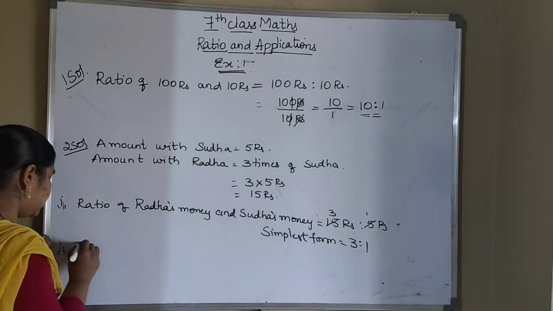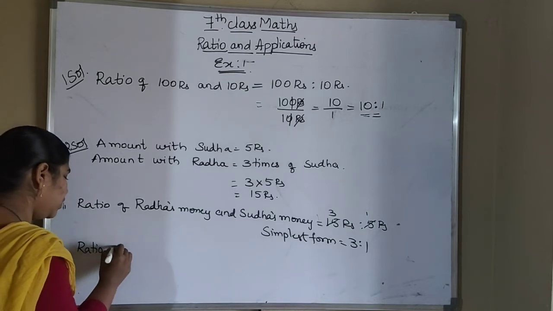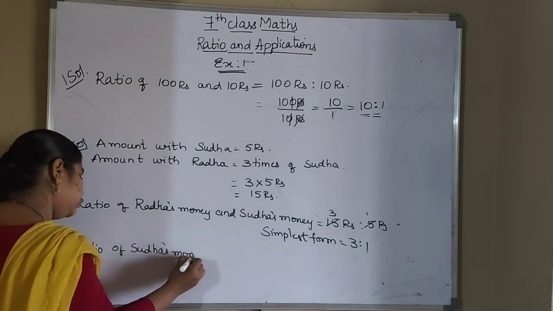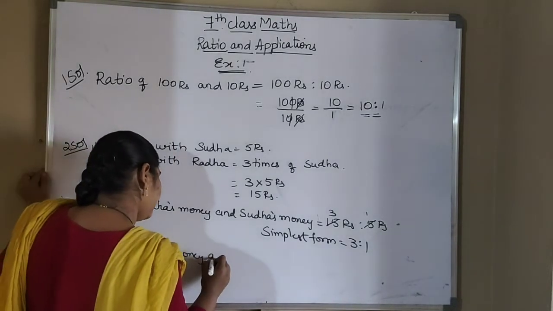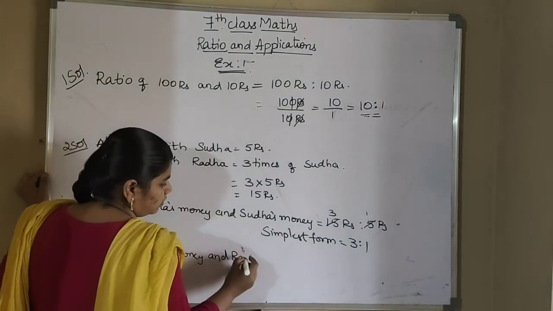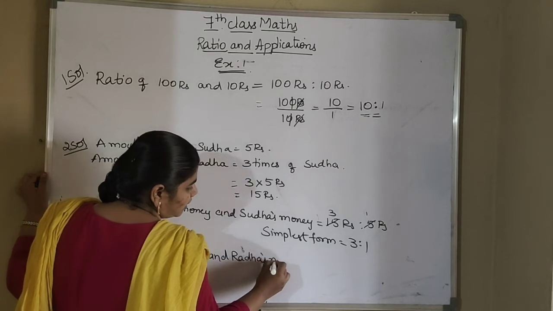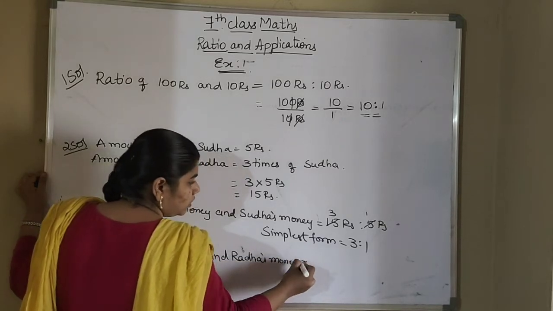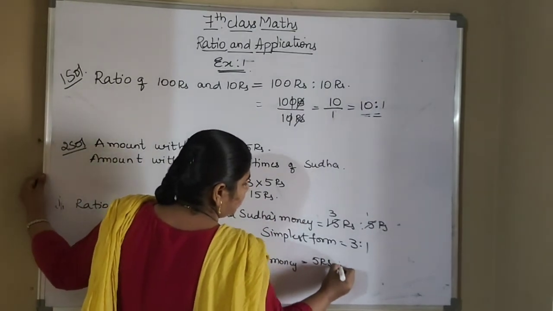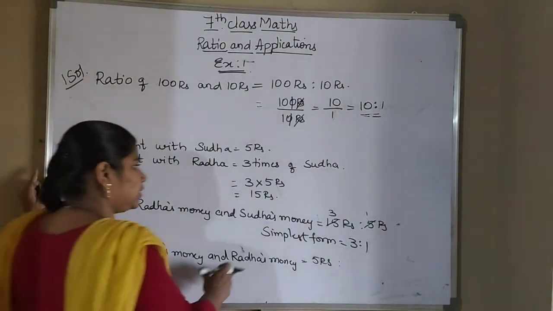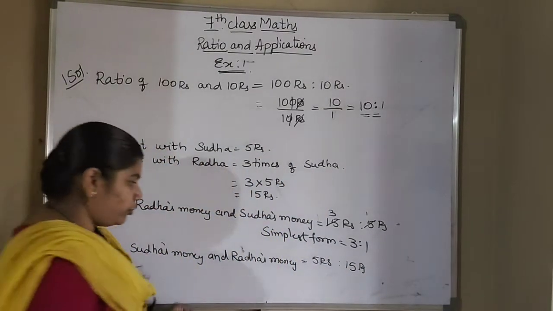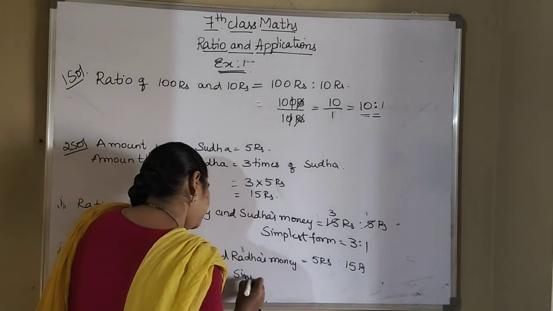Okay. Now the second part in this, the ratio of Sudha's money and Radha's money. So with Sudha how many rupees? That is 5 rupees is to how many rupees with Radha? That is 15 rupees. So we have written it in the form of a ratio. If you want to convert it into simplest form.